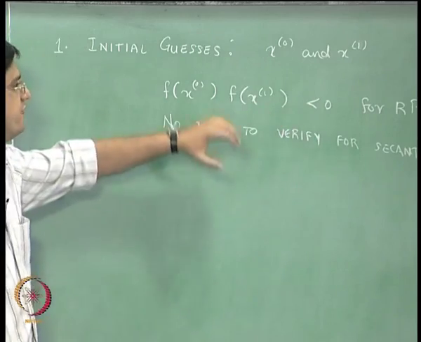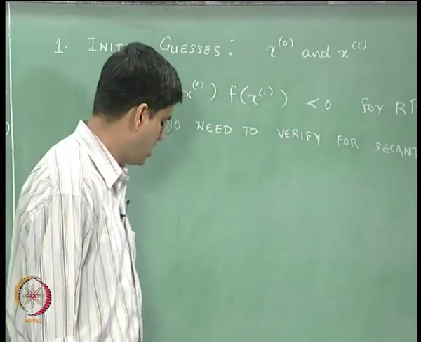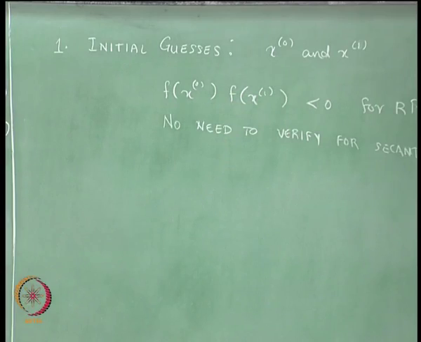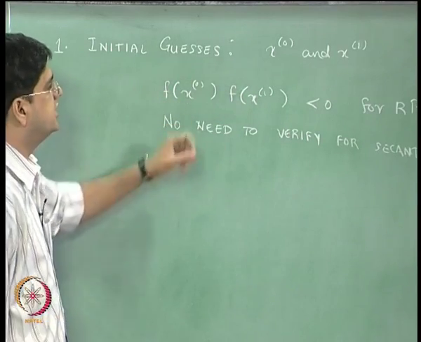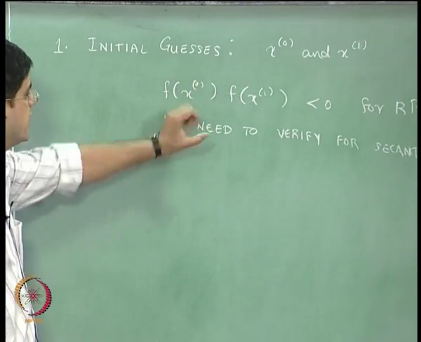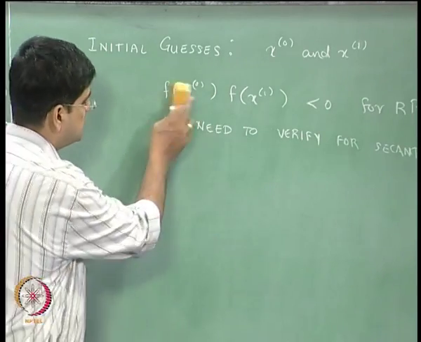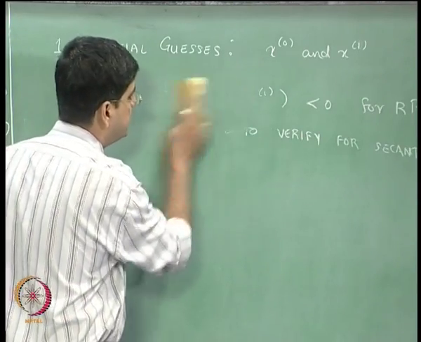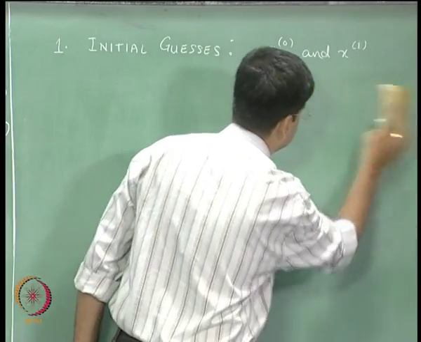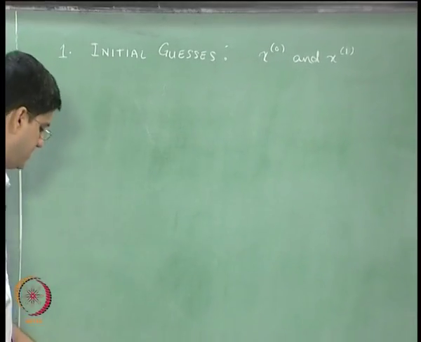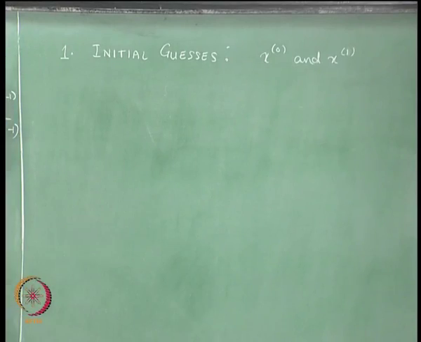We don't need to check whether x0 and x1 lie on either side of the true solution x star. Okay. So that's the initial guess. I'll just erase this criterion, since we don't need it, rather than keeping it on the board and cluttering the board.